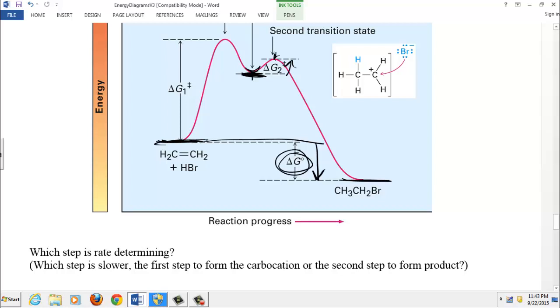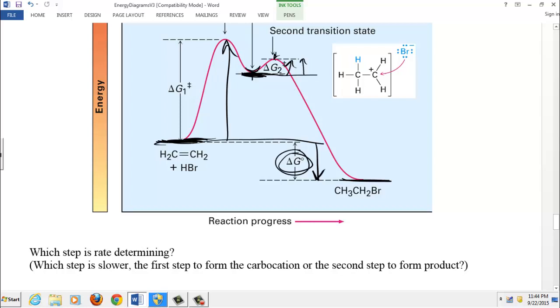We have the first activation energy that goes from reactants all the way up to here to make the intermediate. And we have the second activation energy. It starts at the base of this hill and just goes up to this little hill here. So which one is going to be tougher to get over? The big hill.